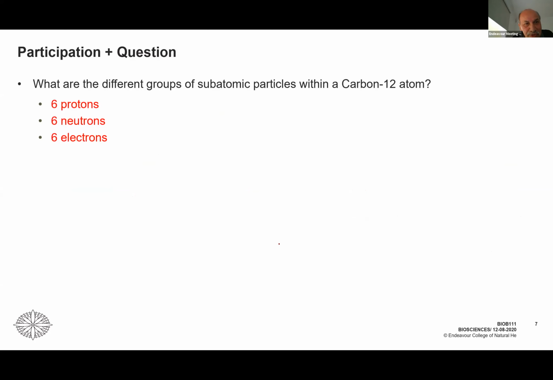The next set of questions. So carbon 12. What are the subatomic particles there? C12 and 6. 6 protons, 6 neutrons, and 6 electrons.